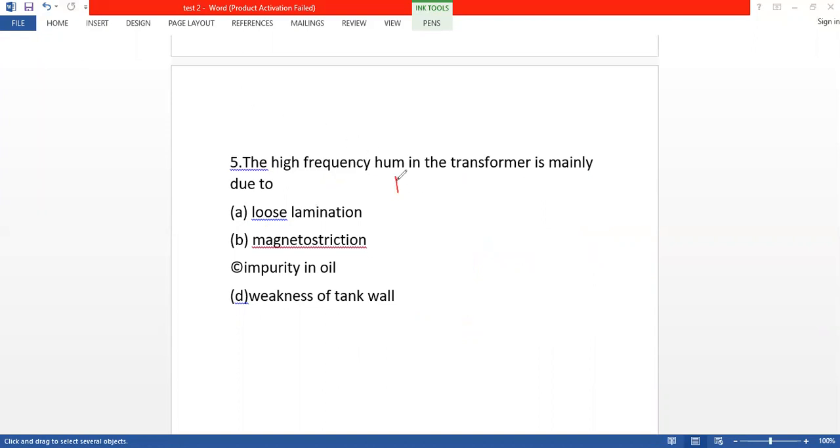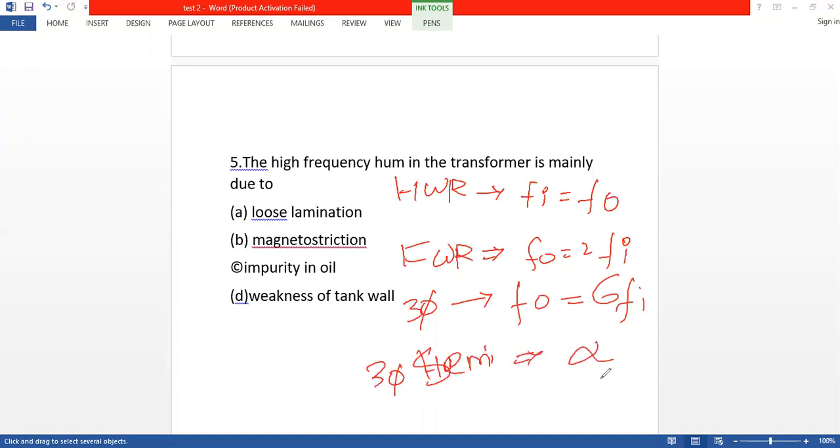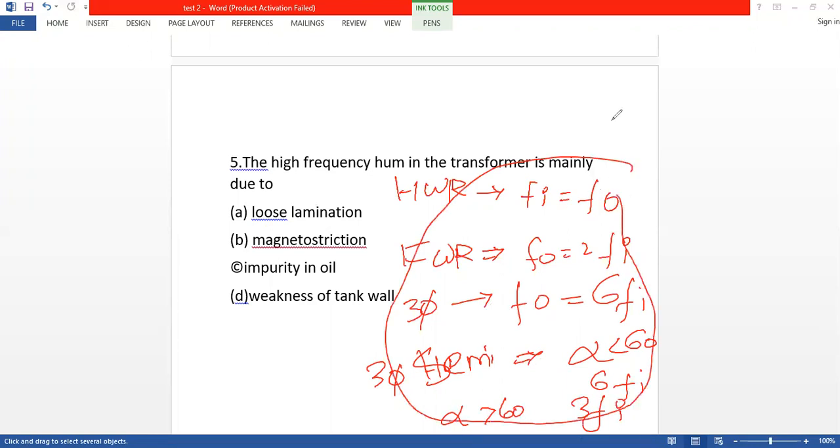Similarly, in a half wave rectifier, the input frequency equals the output frequency, whereas in a full wave rectifier, tell me friends, the output frequency is 2 times the input frequency. Now for a 3-phase full wave rectifier, the output is 6 times F. For a 3-phase half wave semi-controlled rectifier, it depends upon alpha. If alpha is less than 60, it is 6F. If alpha is greater than 60, it is 3F. This is a previous year's GATE question. Keep in mind. Hope you have understood the frequency topic.